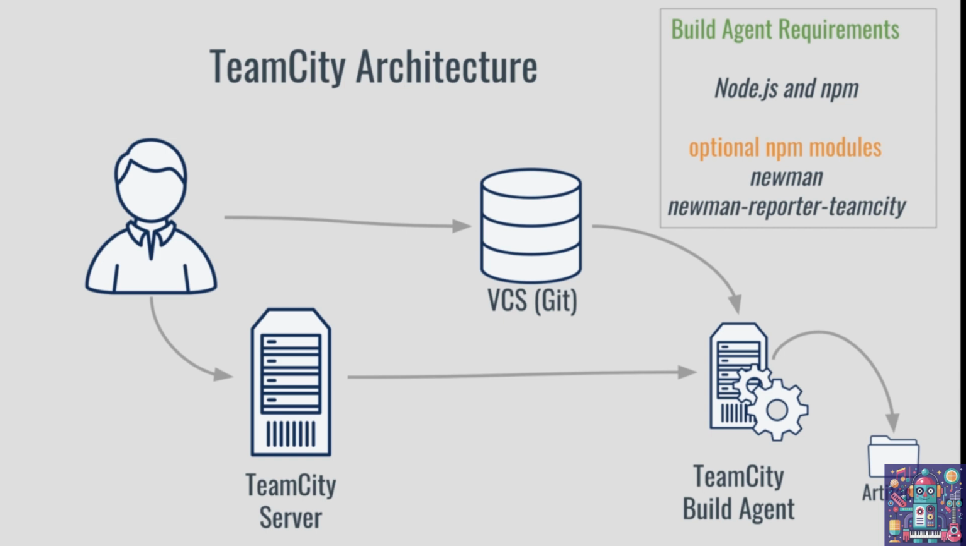Ideally, you will have two additional npm modules installed. One of them is Newman, and the other one is the Newman reporter TeamCity, which is a reporter designed specifically for TeamCity. Now, locally, I'm running the TeamCity server and the TeamCity build agent on my local machine. And on my local machine, I already have Node and npm and Newman and the Newman reporter installed. It means that the build agent has access to all these pre-installed tools. So let's jump directly in TeamCity and have a look on how to configure everything.